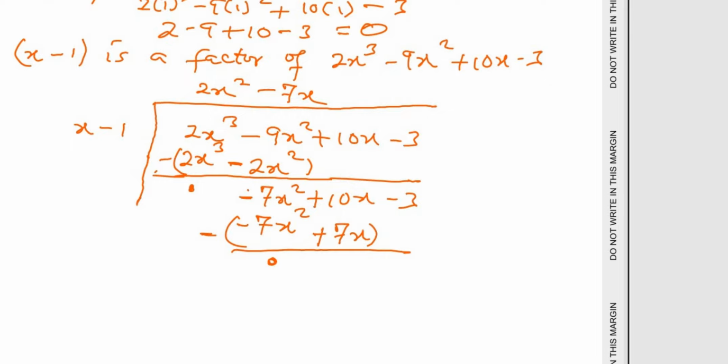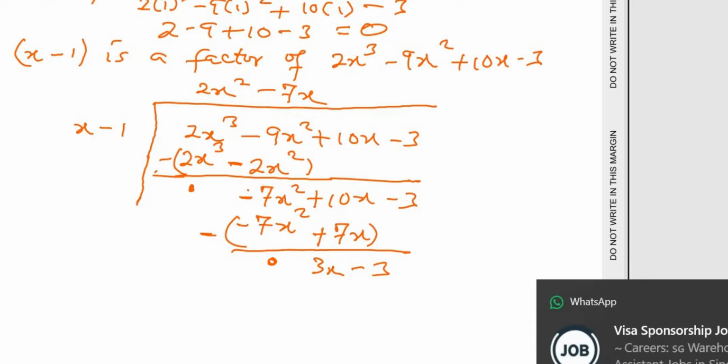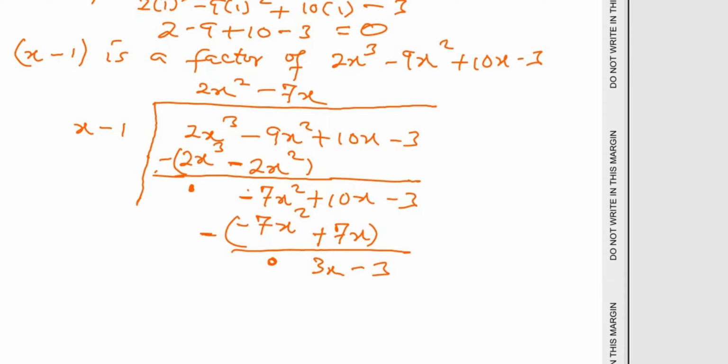Plus 10x minus plus 7x, that's plus 10x minus 7x, will give me 3x, that's minus 3. Alright, I will do the last division. How many times can x go in 3x here? That's 3. 3 times x gives me 3x. 3 times minus 1 gives me minus 3. So at the end of the day, I have 0 when you subtract this.